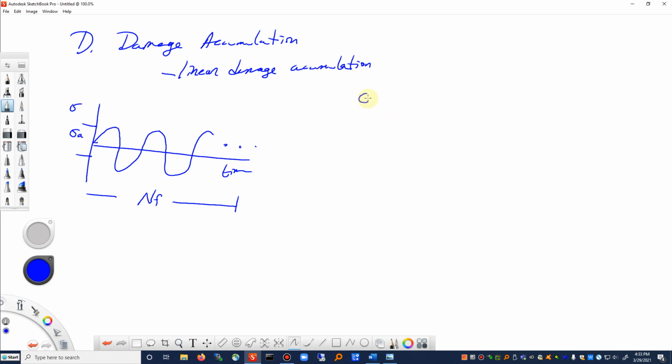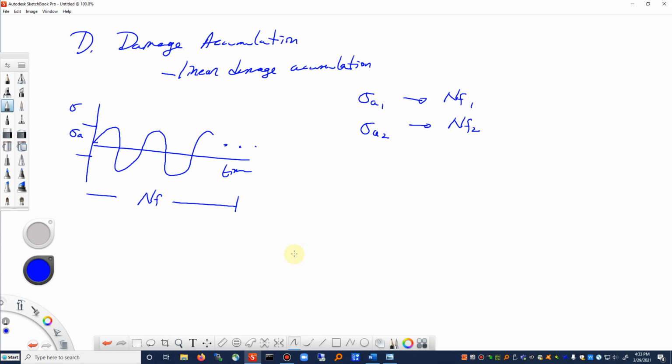So at stress amplitude sigma 1, we have a number of cycles to failure of NF1. At a different stress amplitude, we would get a different number of cycles to failure. And now, what do I mean by damage accumulation?